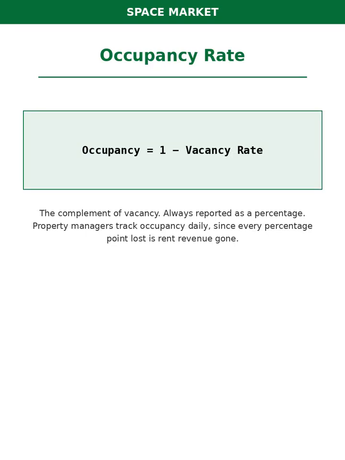Occupancy rate. Simply 1 minus the vacancy rate. Always reported as a percentage. If vacancy is 7%, occupancy is 93%. Property managers track occupancy daily, since every percentage point of occupancy lost is rent revenue gone. The mirror image of vacancy, but used more often in operations reports.